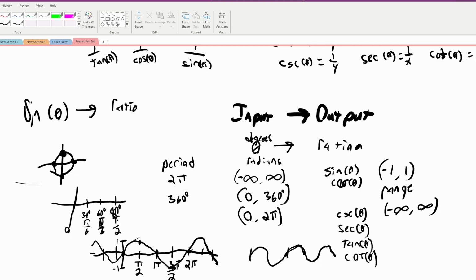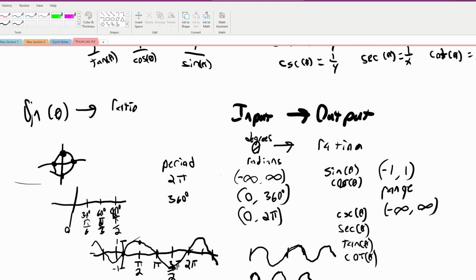Cosine, similarly, since it represents the x values, looks like a very similar pattern, but instead of starting at 0, we're going to start at 1, and then it's going to go to 0, because our x value goes to 0 at the top. Then it's going to go to negative 1, and then back to 0, and then back up to positive 1 as we finish the circle. So it forms this sort of U shape. But if we keep repeating the pattern, we end up with the exact same pattern as sine.